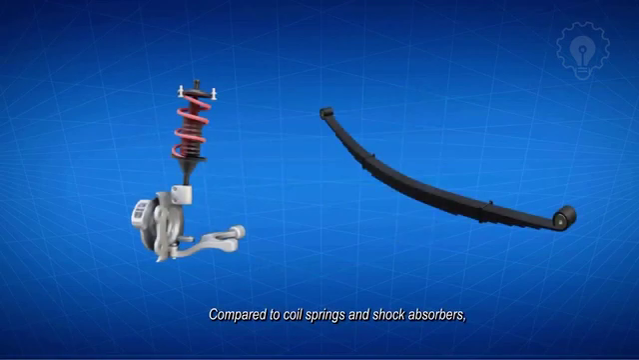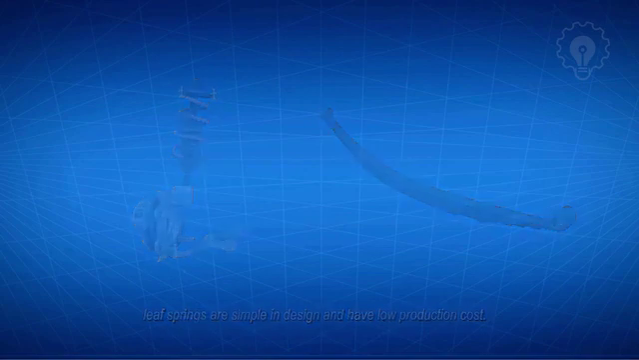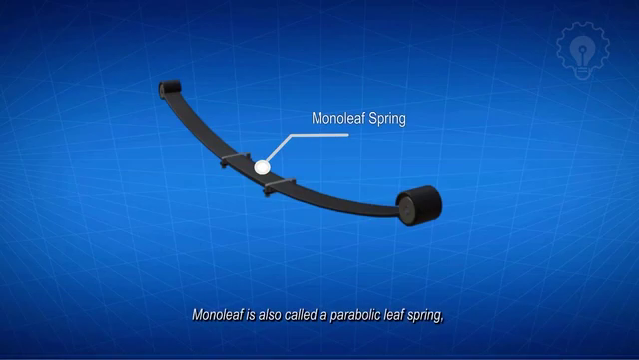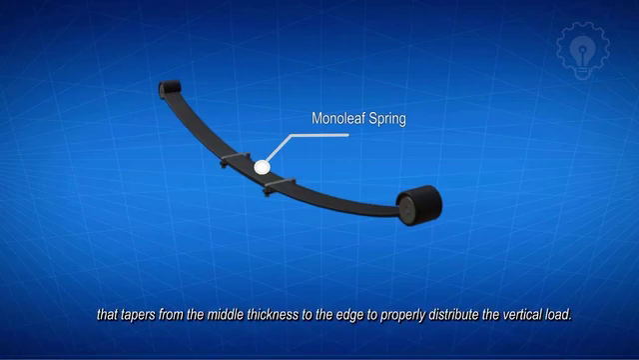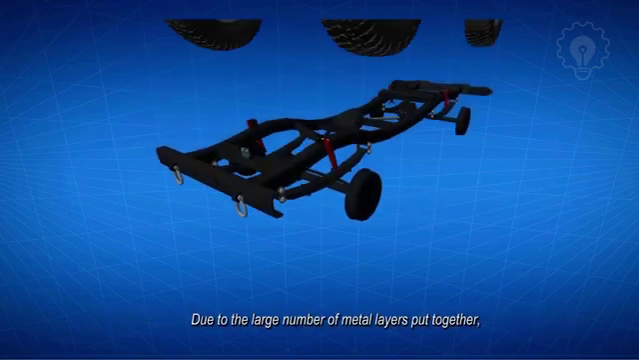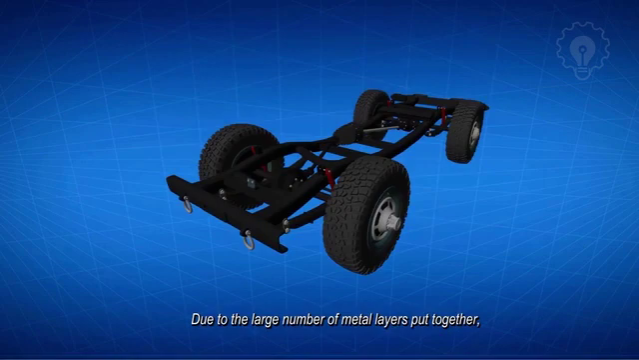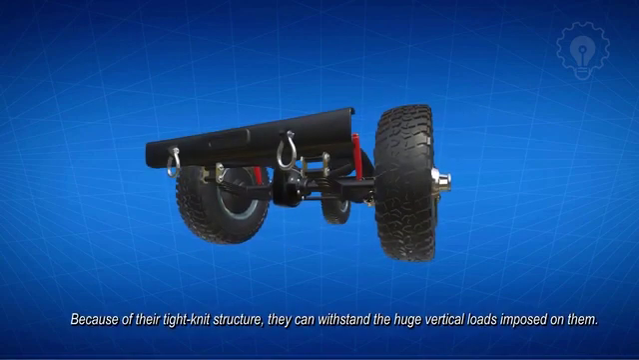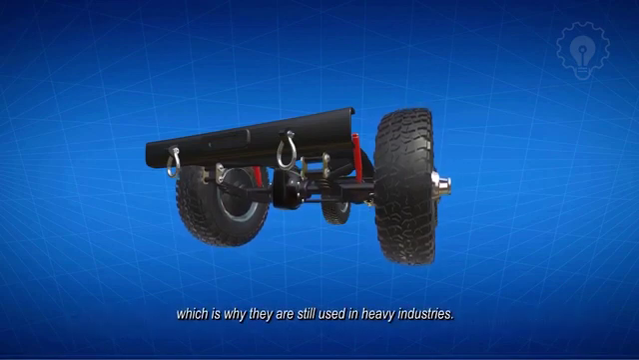Compared to coil springs and shock absorbers, leaf springs are simple in design and have low production cost. Mono-leaf spring is the simplest design, using only one leaf of spring, also called a parabolic leaf spring, that tapers from the middle thickness to the edge, to properly distribute the vertical load. Due to the large number of metal layers put together, the leaf springs provide great support between the wheels, axles and chassis of the car. Because of their tight-knit structure, they can withstand the huge vertical loads imposed on them, which is why they are still used in heavy industries.